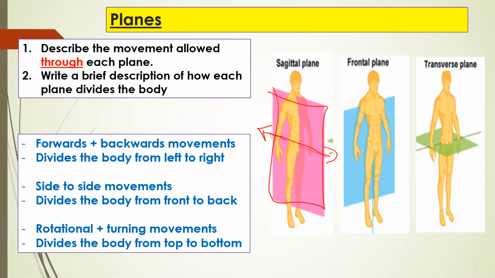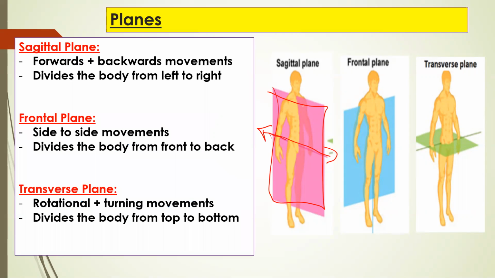So these are the descriptions. You've got to try and match them up. I think I've actually done them in order, so it shouldn't be too difficult. So we'll move on through the sagittal plane. Forwards and backwards movement divides the body from left to right.